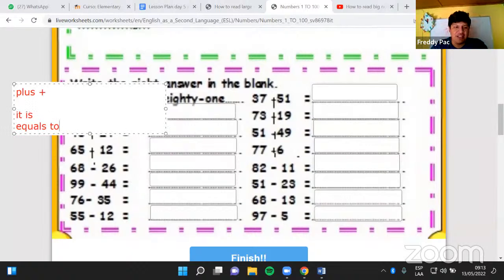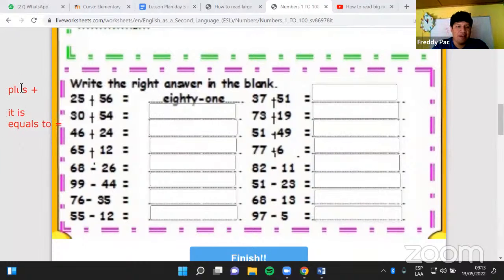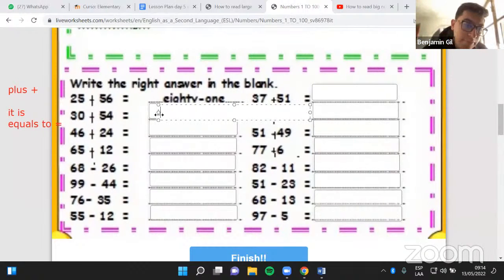And the symbol is this. So that way you know. So 25 plus 56 equals 81. So you have to do the addition, guys. For example, how much is 54 plus 30? What is the result? 84. So you have to spell it.